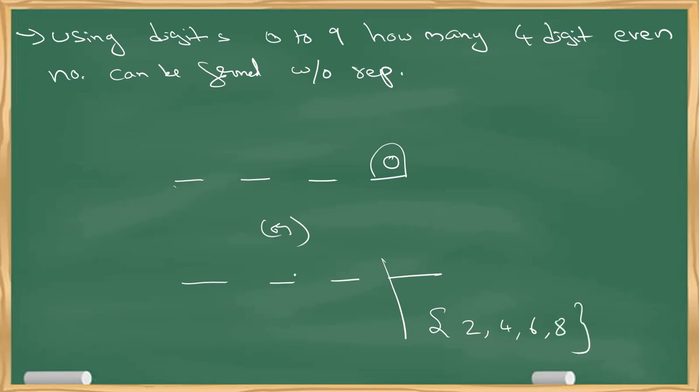So the first condition is done. Coming to the second condition, 0 should not come here. So 0 is already fixed. This is without repetition, they have asked. So how many ways can I do this? Out of 10, one digit is gone, so 9. Next, 8, 7. So this is case 1.